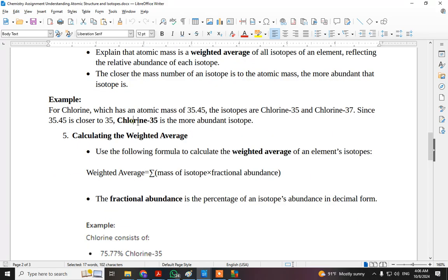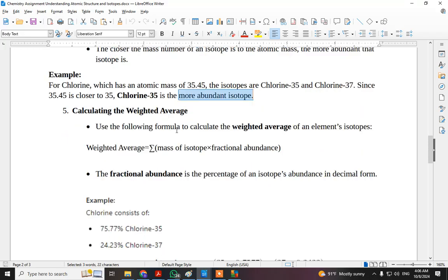And we also mentioned chlorine. Remember in the previous example? So the atomic mass, that is to say the weighted average of all the isotopes of chlorine, is 35.45, right? And if that's the case, which isotope do you think is the most abundant one? Chlorine 35 or chlorine 37? Well, the closest to 35.45 is chlorine 35, and thus that's your answer. That's the most abundant isotope, right?